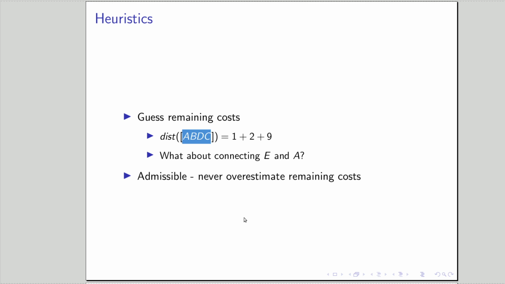And the key here is there's this quality called admissible or admissibility. You never want to overestimate the remaining cost. If you overestimate, then you end up pruning too aggressively. So if you said, oh, the remaining cost to add this in is going to be 10, but it's actually 5, you could be missing the optimal solution because you said it was going to be higher than it actually was.